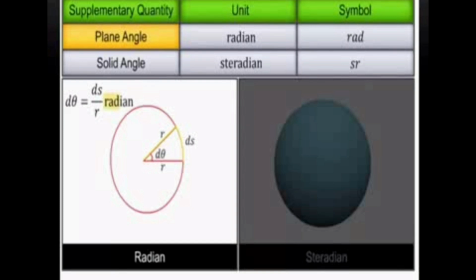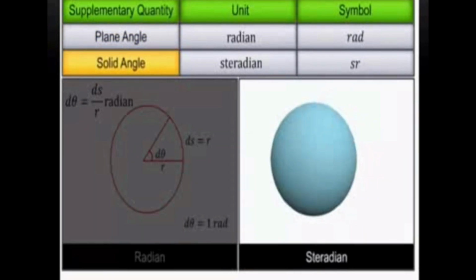So this is a two-dimensional picture. See that this is a two-dimensional picture. In a two-dimensional picture, we use the plane angle and the unit is the radian. As ds increases, when ds equals r, that is equal to 1 radian.